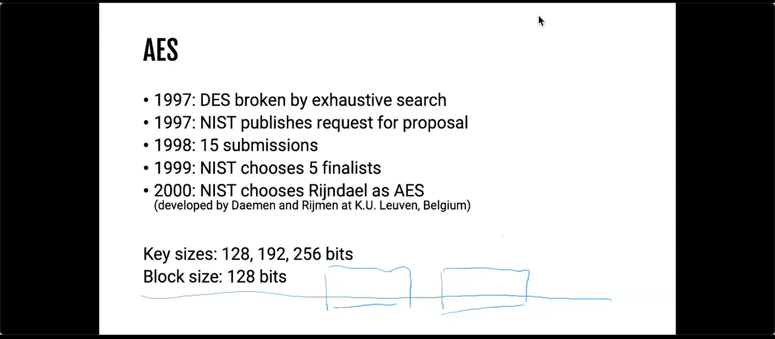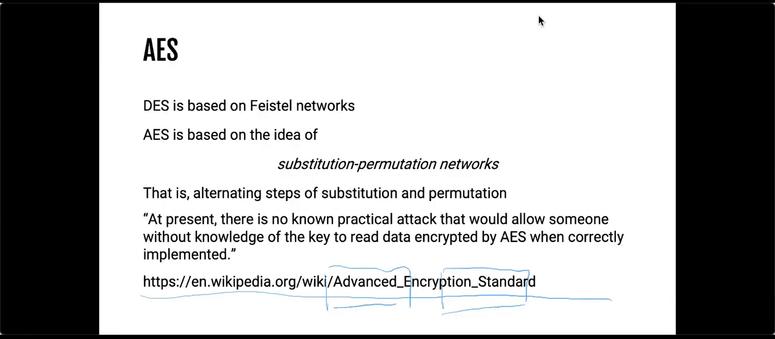Keys can be 128, 192, or 256 bits, and the block size is 128 bits. AES is based on substitution and permutation networks. Instead of Feistel networks, it uses a different kind of network with substitution and permutation operations. So far, so good: there's no practical attack as long as it is implemented correctly, and honestly, it's not very easy to implement AES correctly.